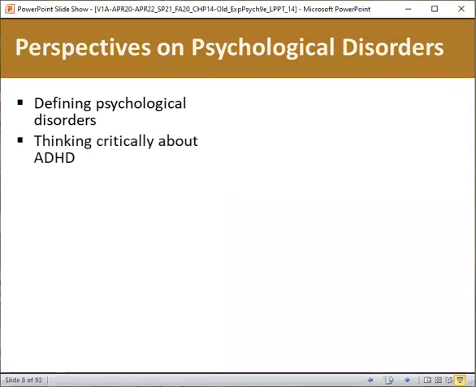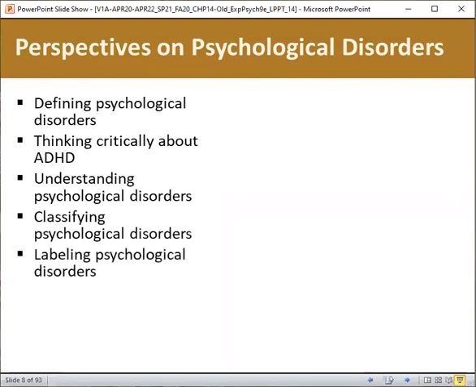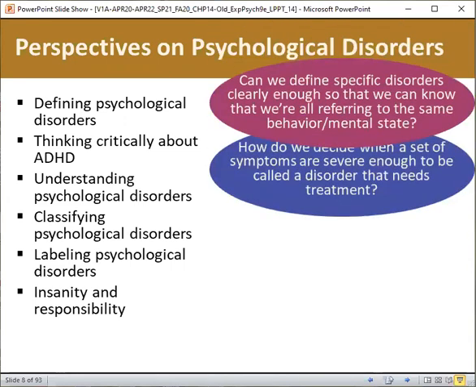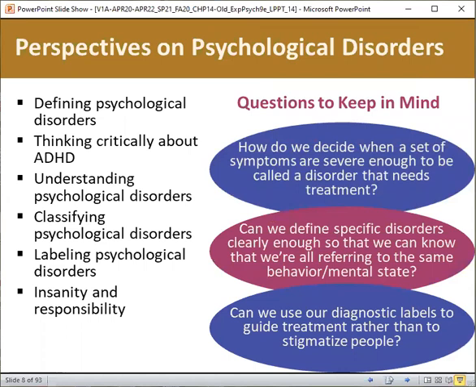Defining psychological disorders, thinking critically about ADHD, understanding and classifying those disorders, and labeling psychological disorders. And then insanity and responsibility will be some of the topics that we'll cover in a few upcoming sections here. Questions to keep in mind: how do we decide when a set of symptoms is severe enough to be called a disorder that needs some sort of treatment? Can we define specific disorders clearly enough so that we know we're all referring to the same behavior or mental state? And can we use our diagnostic labels to guide treatment rather than stigmatize people? These are some very significant questions that researchers and clinicians have always thought about.